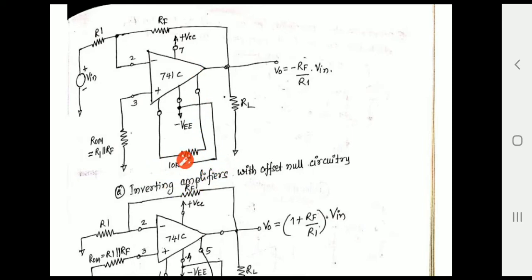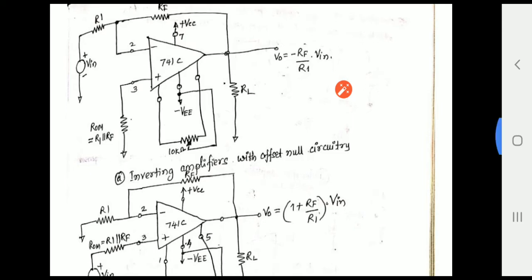So this 10 kilo ohm resistor and this ROM are used just to improve the accuracy and stability of the op-amp. This is an inverting terminal, because Vin is connected to the inverting terminal. Therefore, the output voltage V0 is nothing but minus Rf by R1 into Vin, which we already discussed in the previous topics on inverting and non-inverting amplifiers.